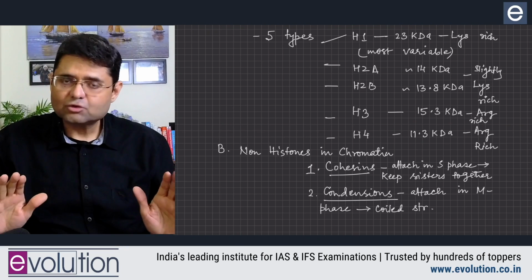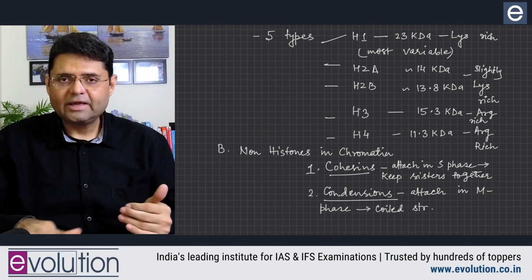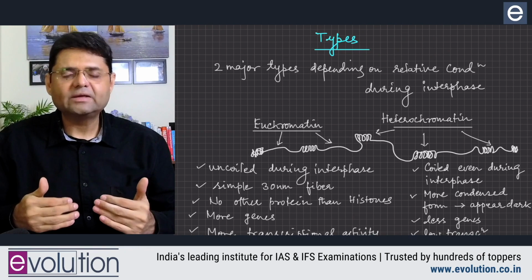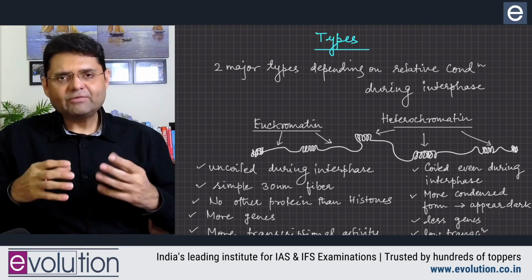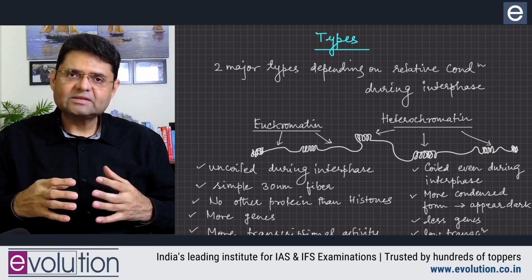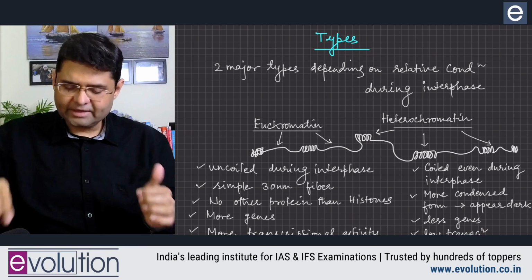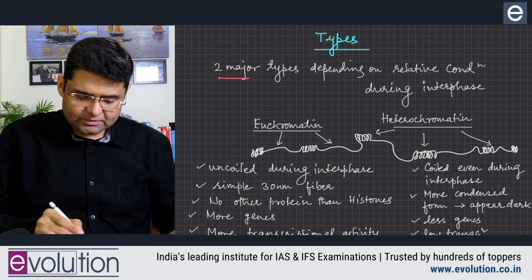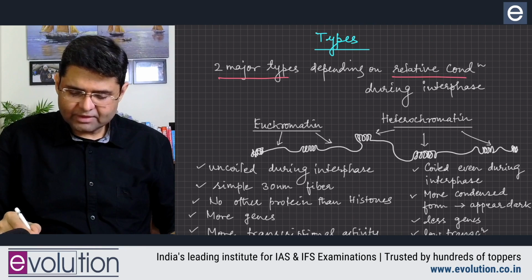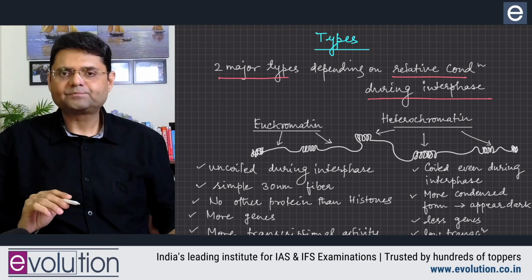So, well, that is composition. We are done. We don't have any more points. Now we are ready to write the types of chromatin. Whenever you are writing the types, you have to tell the examiner on what basis you are identifying the types. So I'm writing 2 major types depending on relative condensation during the interphase.